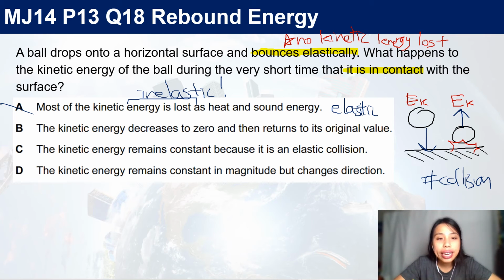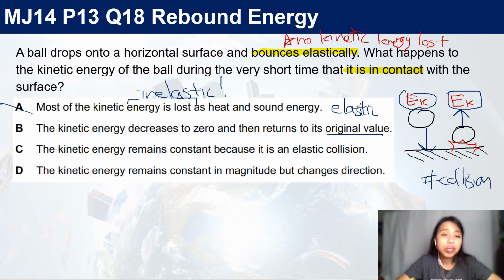Let's look at B. Kinetic energy decreased to 0 and returned to original value. Could be possible because it returns to its original value. So if you start off with EK, you end up with EK, it's still possible. Okay, we'll leave that there, put a question mark, maybe. C. The kinetic energy remains constant because it is an elastic collision. Well, yeah, that's possible. Okay, so maybe. Oh, there are two maybes. Let's look at D. Kinetic energy is constant in magnitude but changes direction.